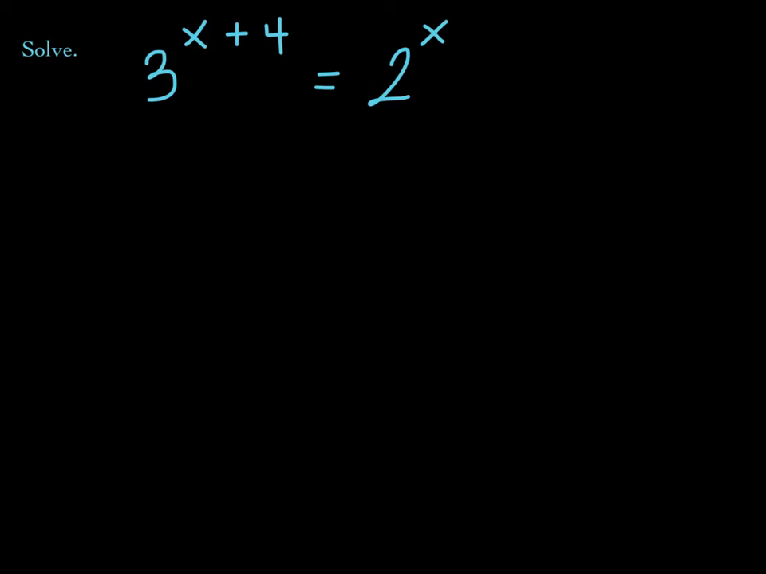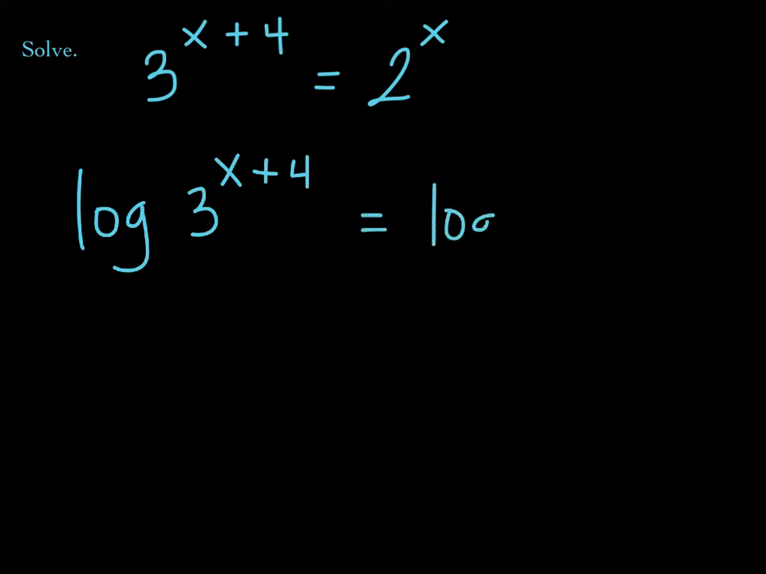Here's our next exponential equation. We have 3 to the power x plus 4 is equal to 2 to the power x. Now, strategy 1 is not going to work here, which is getting the same base on both sides. The base on the left-hand side is the prime number 3, and the base on the right-hand side is the prime number 2. So strategy 1 will not work, but strategy 2 will. I'm going to log both sides. I'm going to choose to do the common log of both sides. That's what I do most of the time.